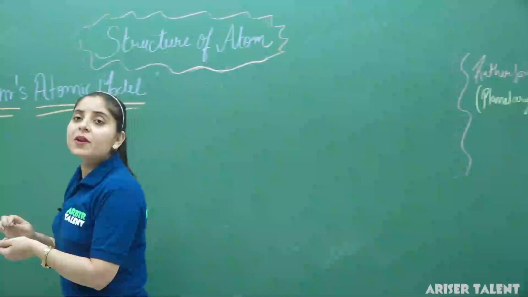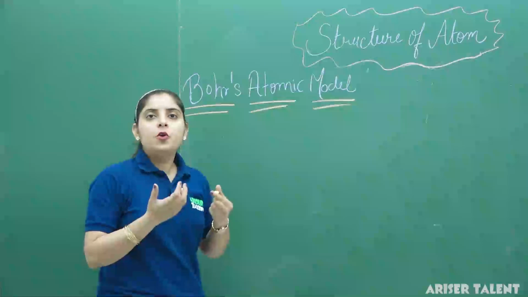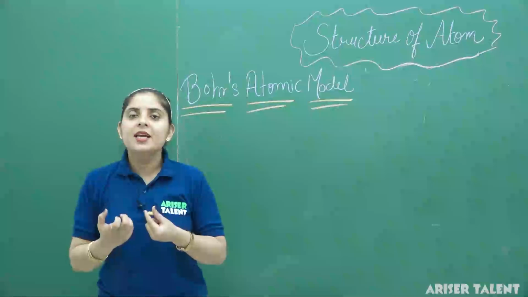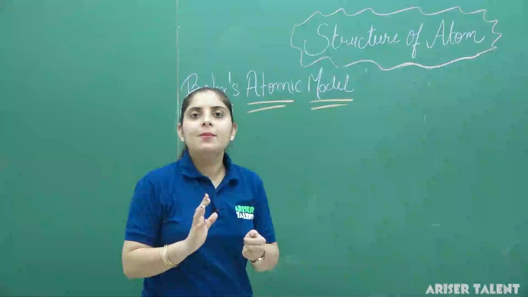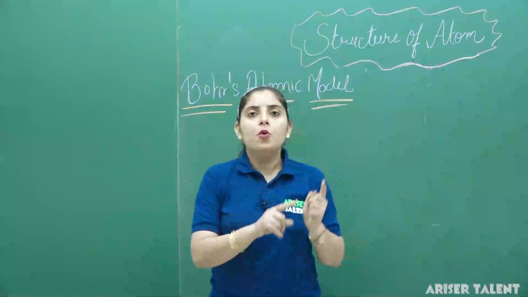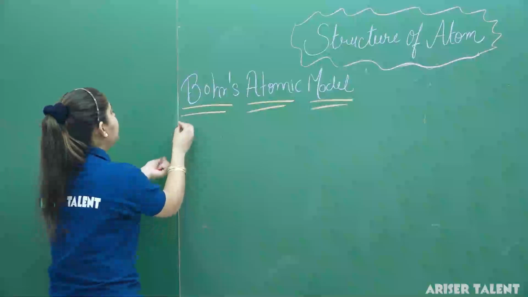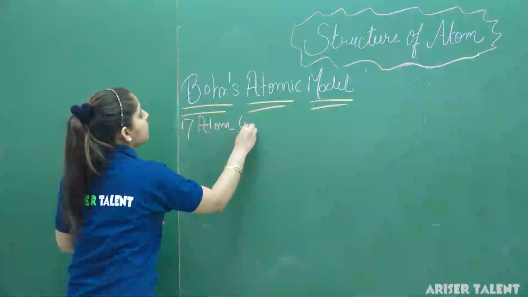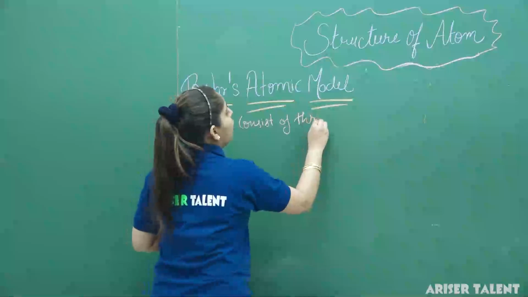Now we are on our next topic, that is Bohr's atomic model. What actually are the drawbacks that will be overcome by Bohr? The first point Bohr says about the particles is that an atom usually consists of three subatomic particles, that is proton, electron and neutron. So the first point is, an atom consists of three subatomic particles.